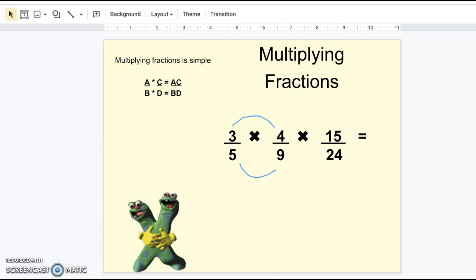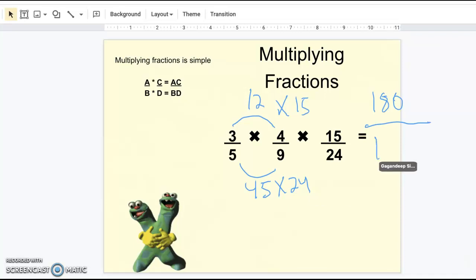So 3 times 4 gives me 12. And then I'll multiply 12 by 15. I'm going to use my calculator for that one. I got 180. And it's going to be over 5 times 9, which is 45. I'll multiply that by 24. That gives me 1,080. Okay, so I'm kind of liking this setup. I already got a number in mind that I know I can divide by for sure. Okay, so I got 180 over 1,080.